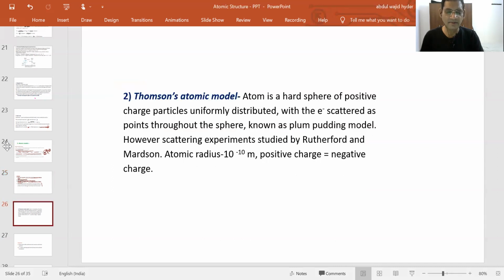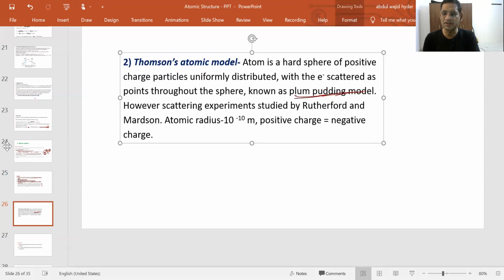What next is Thompson's atomic model, also known as the plum pudding model. According to Thompson's atomic model, the atom is a hard sphere of positive charge particles uniformly distributed with the electrons scattered as points.